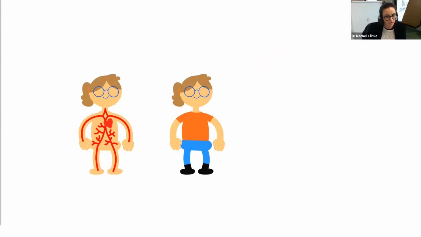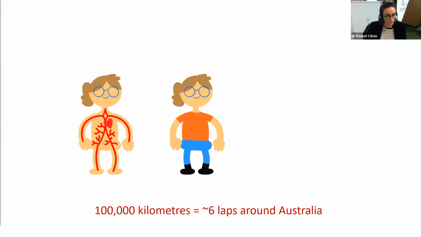Specifically, my research focuses on the blood vessels, or what we call blood vessel aging. Did you know that if you took all your blood vessels and laid them out end to end and measured how long they would be, it would add up to 100,000 kilometres? This is approximately 6 laps around Australia. So it's really important that we keep them healthy and functioning really well.